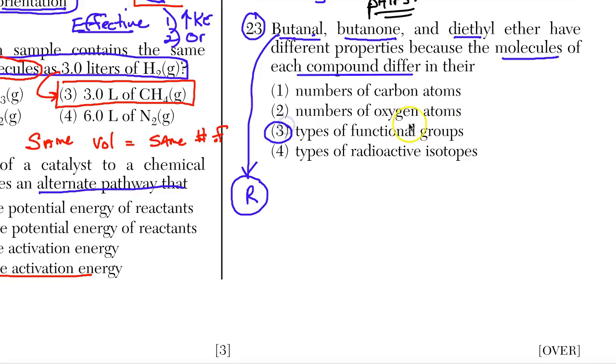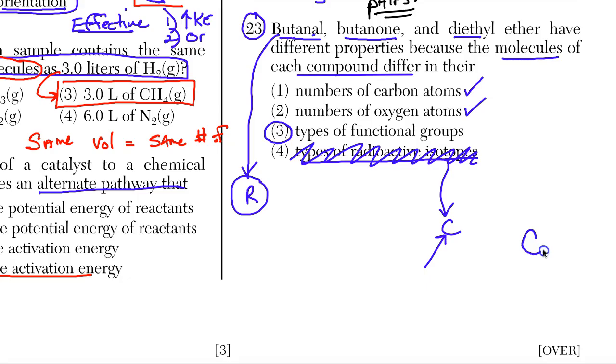Okay, choice 3. They do differ in the number of hydrogens, but they don't ask that. So they do not differ in the carbons. They all have the same number of carbons. They all have the same number of oxygens. In terms of radioactive isotopes, that's a poor distractor, poor choice. You'd have to know something about the individual atoms and the nucleus of atoms. That's not a nuclear question. This is an organic question, so this makes no sense here.